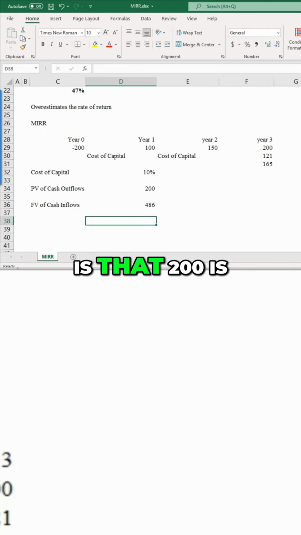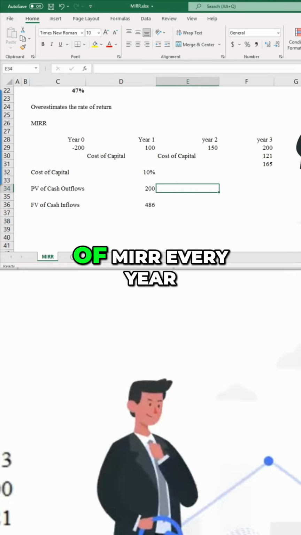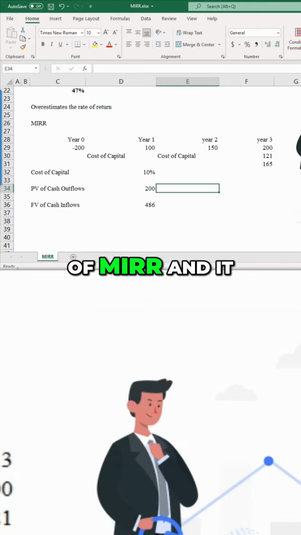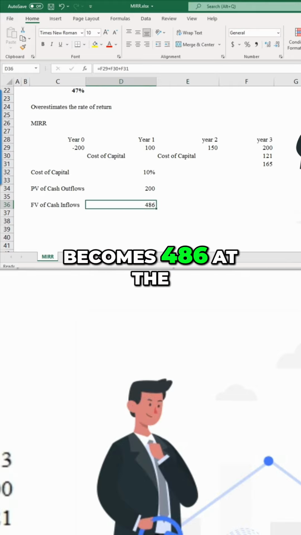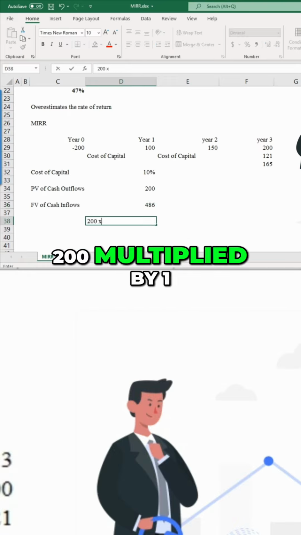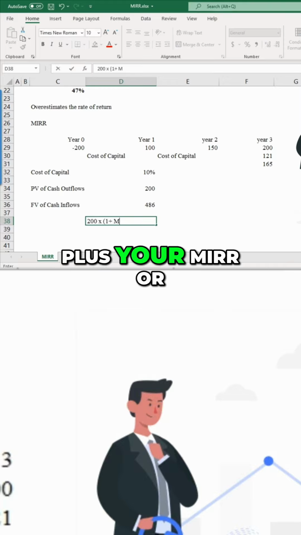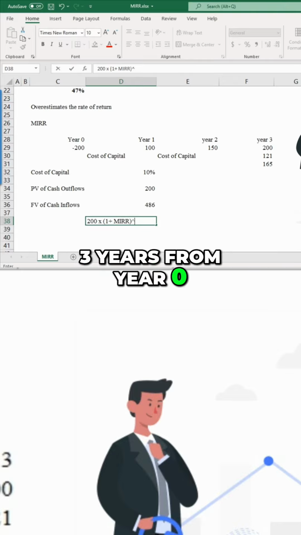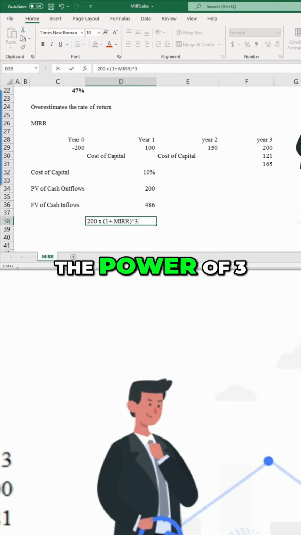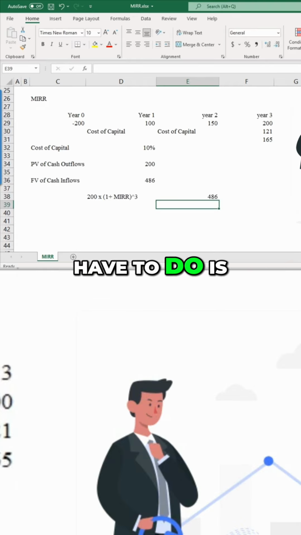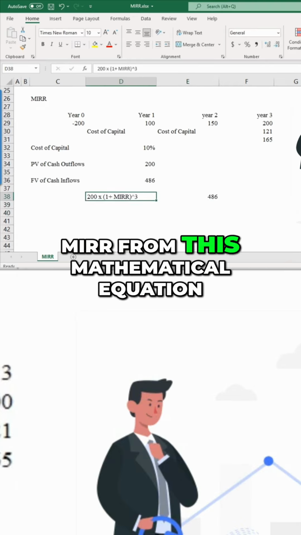Basically what's happening here is that 200 is growing at the rate of MIRR every year. That is, it's getting compounded every year at the rate of MIRR, and it becomes 486 at the end of the 3rd year. So the equation becomes: 200 multiplied by 1 plus your MIRR, or the modified internal rate of return, and since there are 3 years from year 0, that is 1, 2 and 3, it becomes to the power of 3. So this will be equal to 486. That's what we found, right? So primarily what we have to do now is to find out MIRR from this mathematical equation.